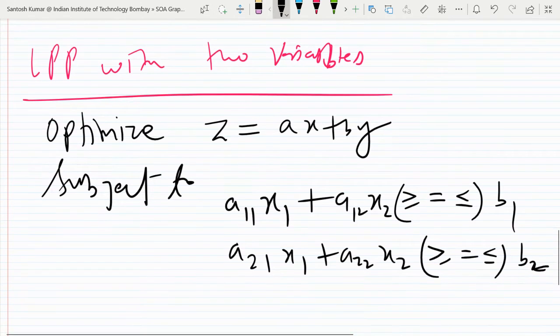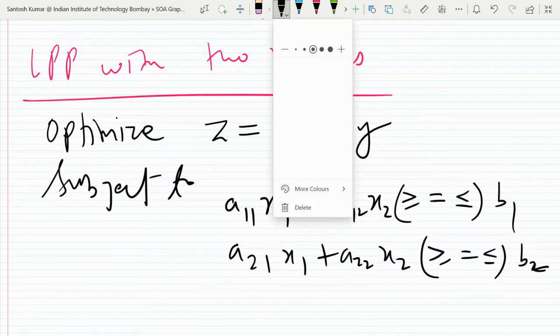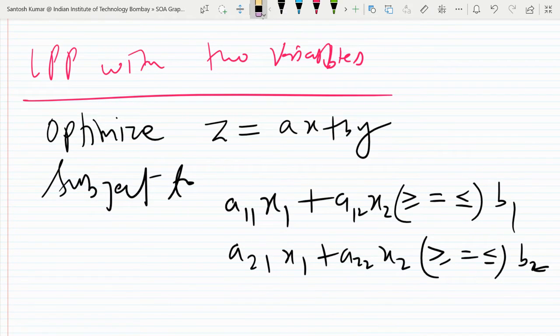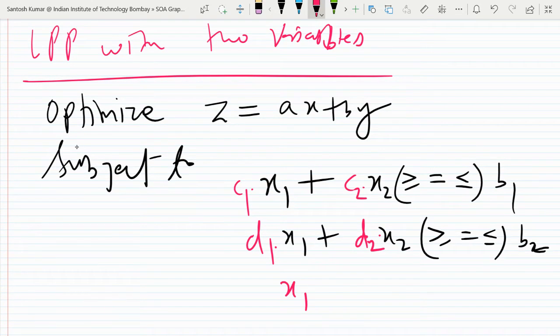And these things you are already familiar with from your 12th class, there is a chapter LPP, so we are just repeating that. And if you are afraid of these notations, you may take your convenient notations like c1 x1, c2 x2, d1 x1, d2 x2. These are just numbers, you may take any other notation. And non-negative restrictions, x1 more than equal to 0, x2 more than equal to 0.